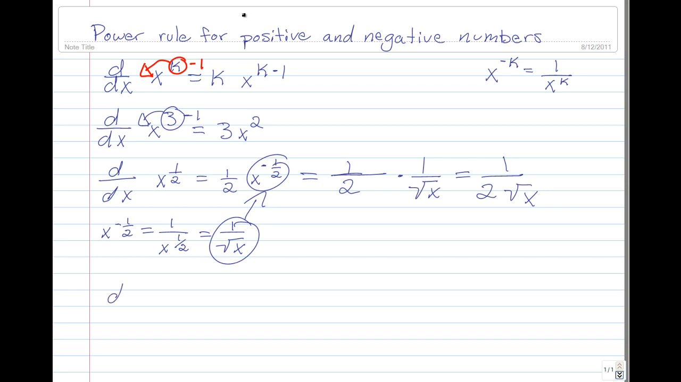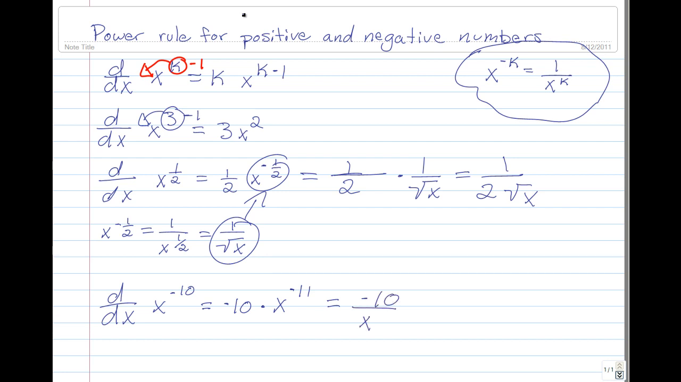So the derivative of x to the power of negative 10. Here it's not very different. We do the same thing. Place negative 10 on the left side of x, times x to the power of negative 11, because negative 10 minus 1 equals negative 11. So since we have x to the power of a negative value, we use this formula again and end up with negative 10 over x to the power of 11.